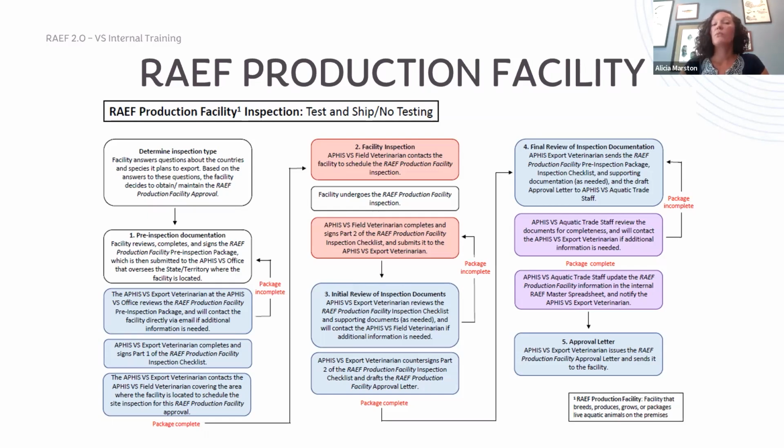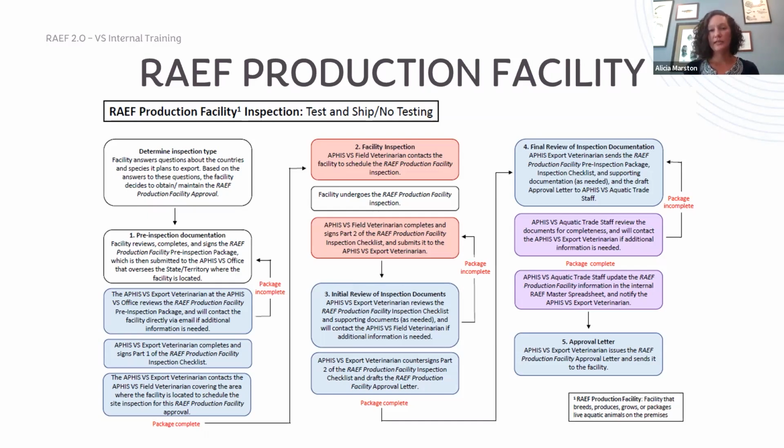The export VMO will then issue a draft approval letter. And then the export VMO will send all of these documents to the aquatic trade staff. So that includes the pre-inspection package from the facility, the inspection checklist, any additional documentation that's needed, which we'll specify in just a second, and the draft approval letter.